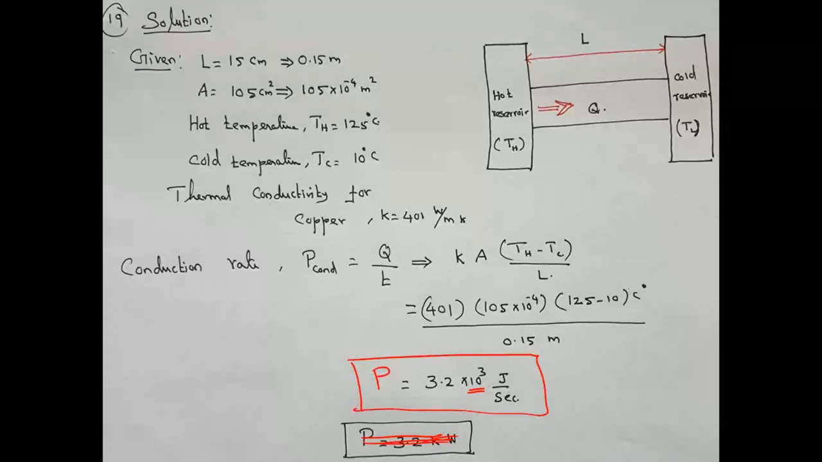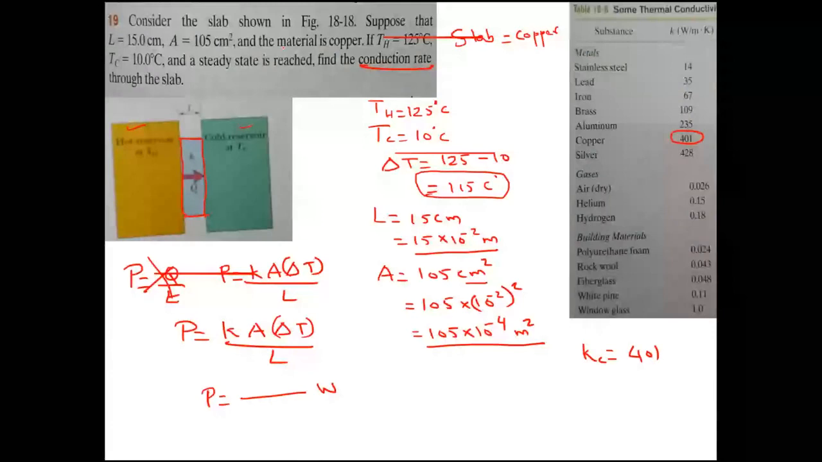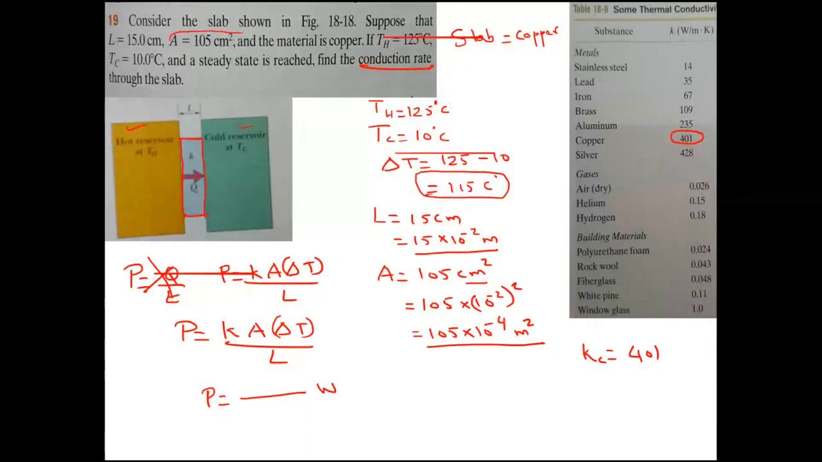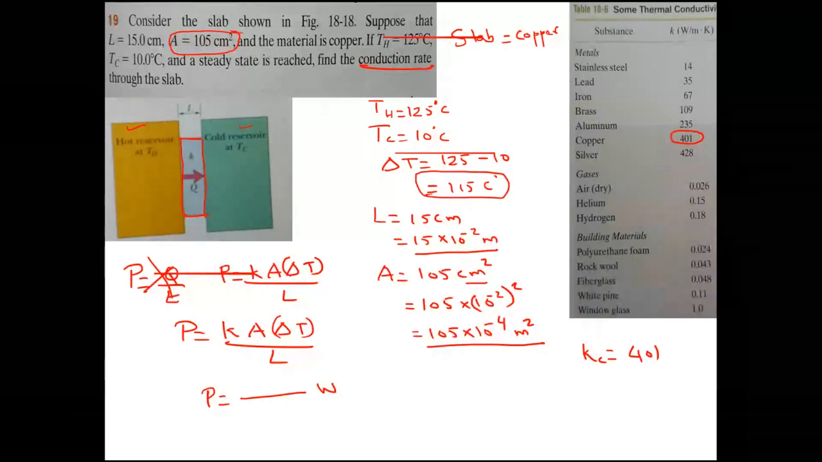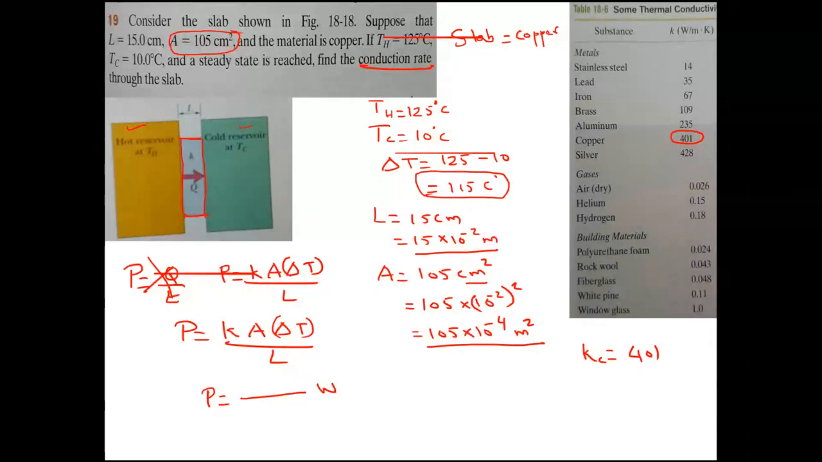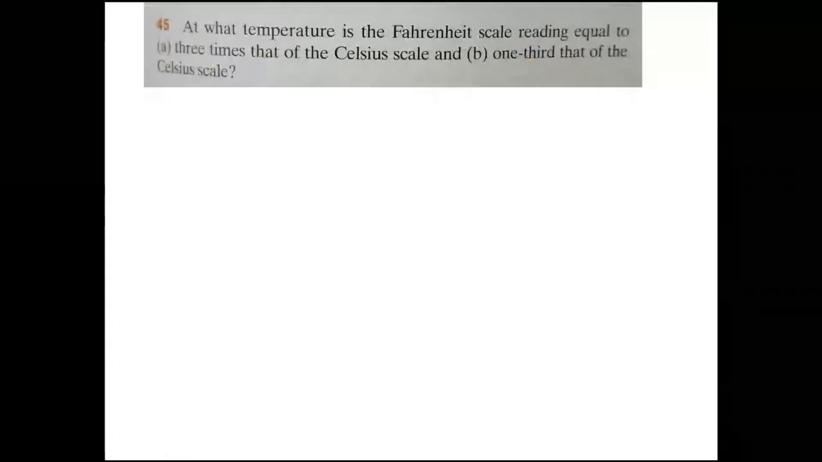Okay, teacher. From where did we get A? What is this? A, 105. That is the area. Oh, sorry, I didn't see the area. Yes, thank you. Clear? Understand, my dear? All questions are easy in this chapter. The only thing you have to do is practice. Very easy.